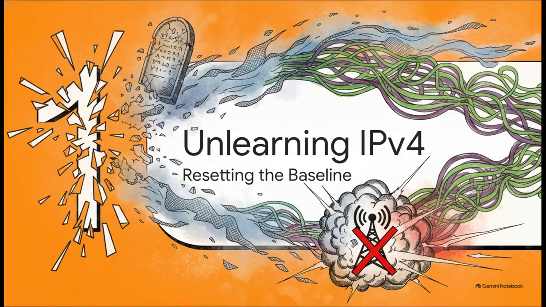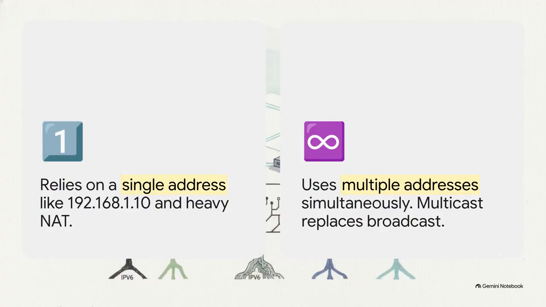Let's jump in. All right, Section 1, unlearning IPv4 muscle memory and resetting our baseline. So right off the bat, IPv6 is not just a bigger address space bolted onto IPv4. It is a fundamentally different protocol, and the contrast is pretty stark. In IPv4, you usually expect a single address, like 192.168.1.10, and you rely heavily on NAT. But in IPv6, broadcast tools like pinging 255.255.255.255 are totally dead. Multicast replaces broadcast entirely, and NAT is largely absent, which means your firewall design has to change from the ground up.